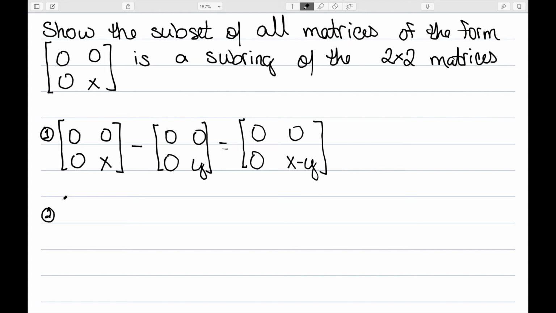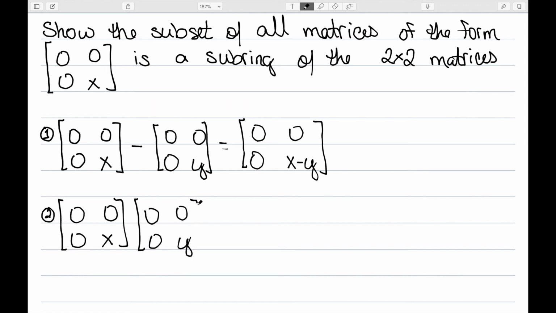The second thing we need to show, let's take these same two elements of this subset, [0, 0; 0, x] and [0, 0; 0, y], and multiply them. We would have 0 plus 0 is 0. 0 times 0 is 0, and 0 times y is 0, so this is 0. 0 times 0 is 0, x times 0 is 0. So here 0 times 0 is 0, and then we have x times y, which is still of the appropriate form. So yes, this is a subring.